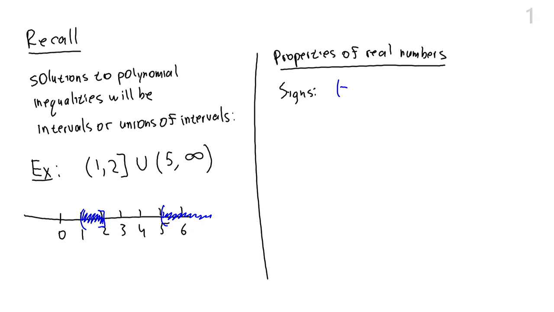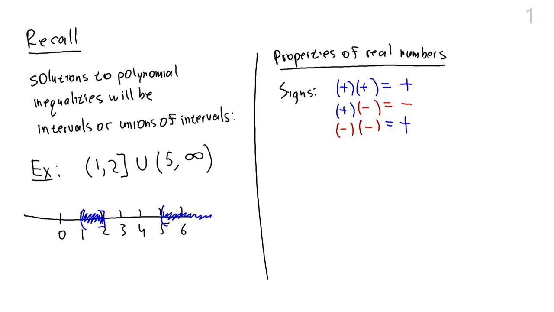If you are multiplying a positive number times a positive number, you're also going to get a positive number. If you're multiplying a positive number times a negative number, you are going to get a negative number. If you're multiplying a negative number times a negative number, you are going to get a positive number. So that's important to remember when we are looking at factors of polynomials.